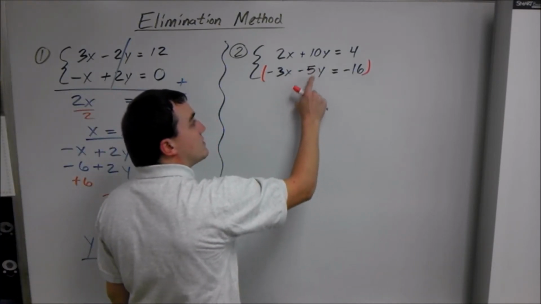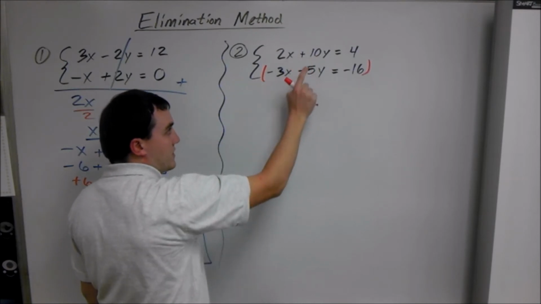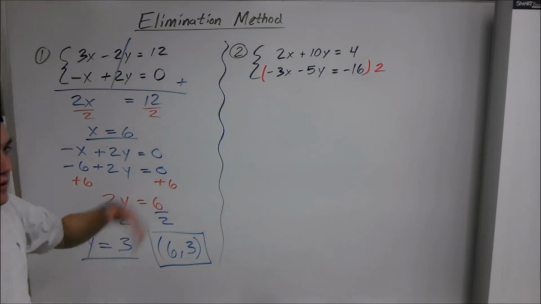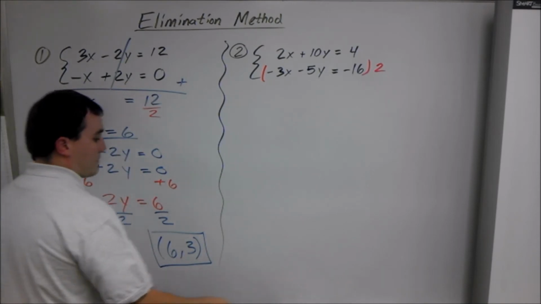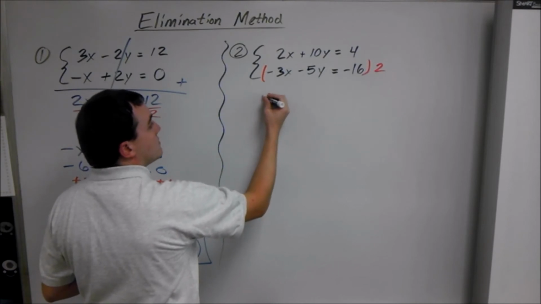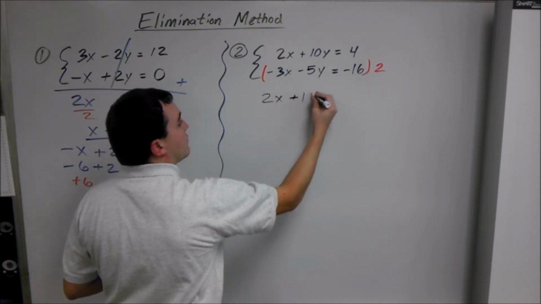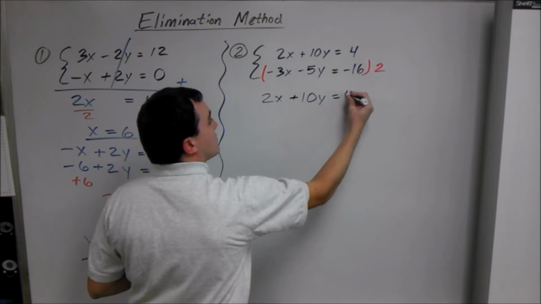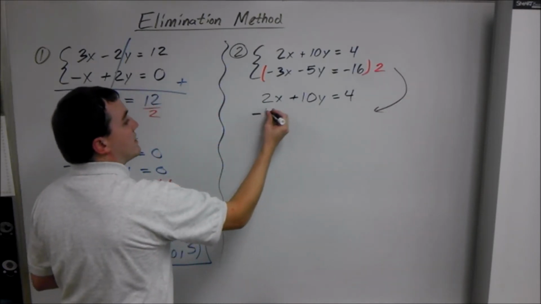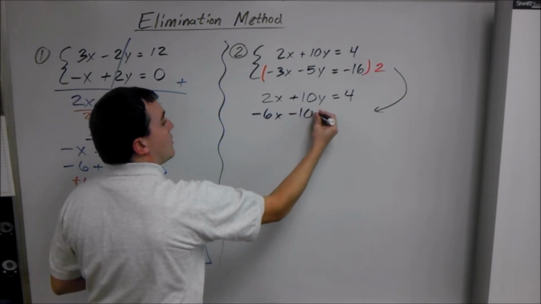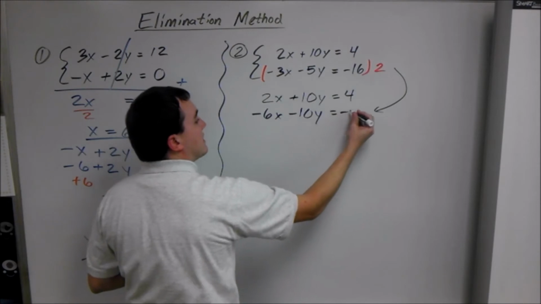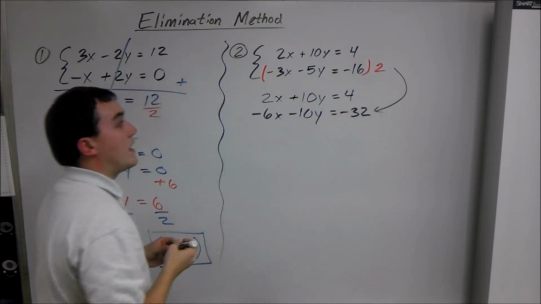So we need these to be opposites. So positive 10, this has to be negative 10. So we just have to multiply this by 2. And then we'll rewrite the system. Okay? So the system becomes, we'll rewrite the first equation, 2x plus 10y equals 4. And if we multiply this by 2, we get negative 6x minus 10y equals negative 32, or 2 times negative 16 is negative 32. Now we can add them together.